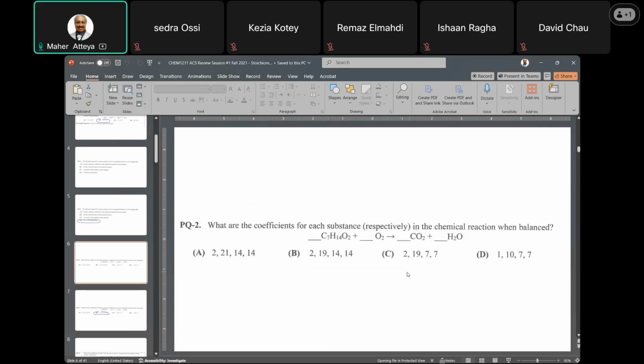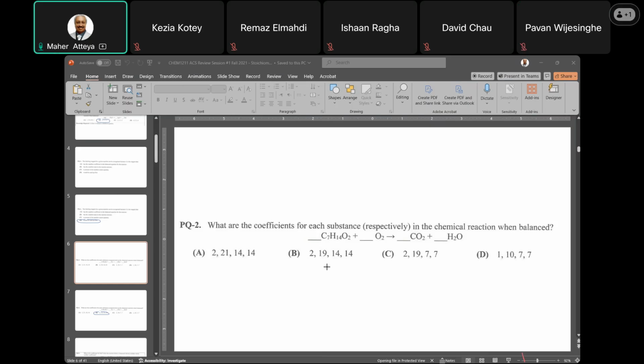What type of reaction is this? What type of reaction is this reaction? Somebody tell me what type of reaction this is. Guys, tell me. Hello? Answer me, please. Unmute yourself and talk to me. Combustion. That's a combustion. That's correct.